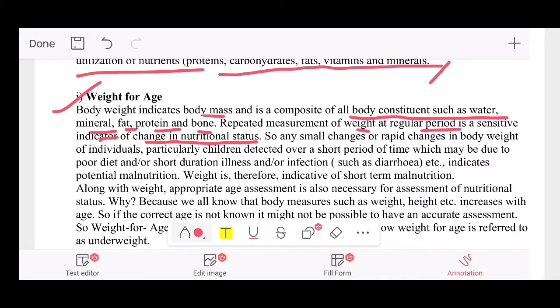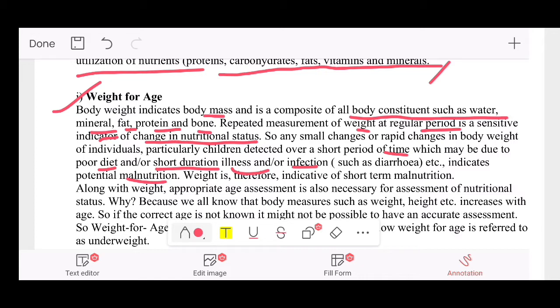Changes in weight, particularly in children, detected over a short period of time may be due to poor diet, short duration illness or infection such as diarrhea etc., and indicate potential malnutrition. So if any small changes occur in the body weight, we have to judge whether this is good for their health or whether this child is going towards malnutrition or not. We have to measure this.